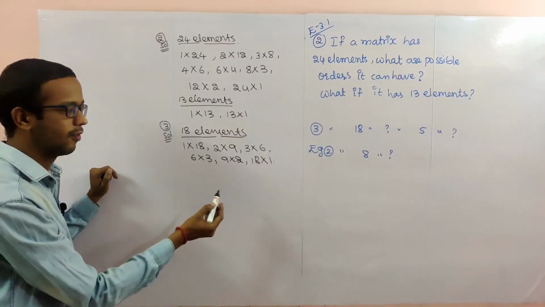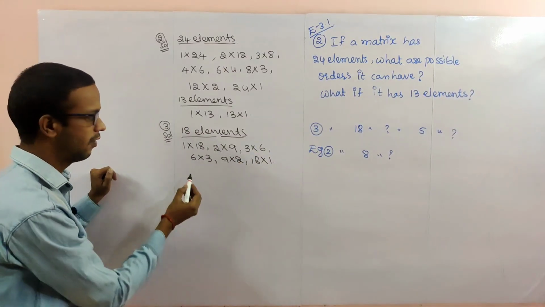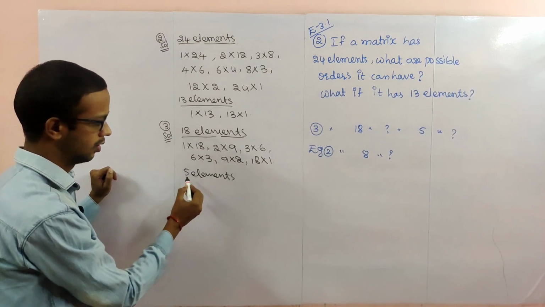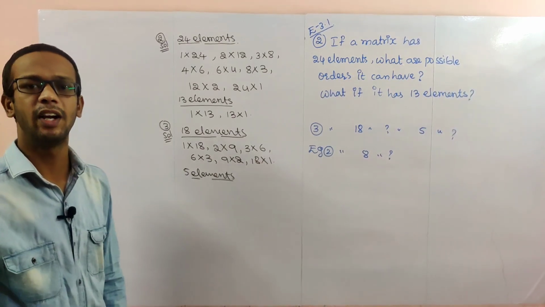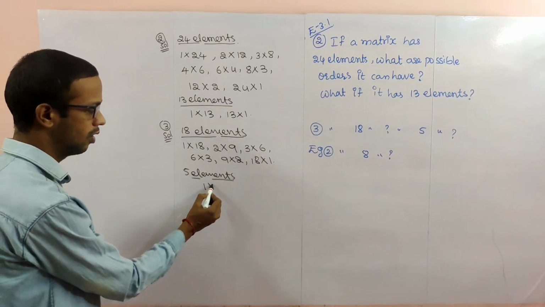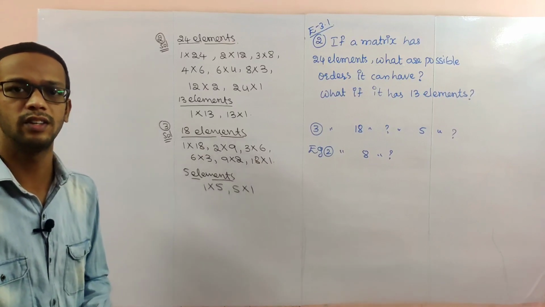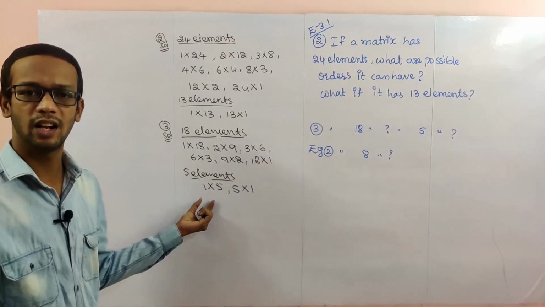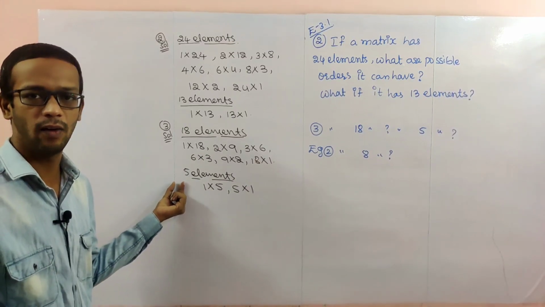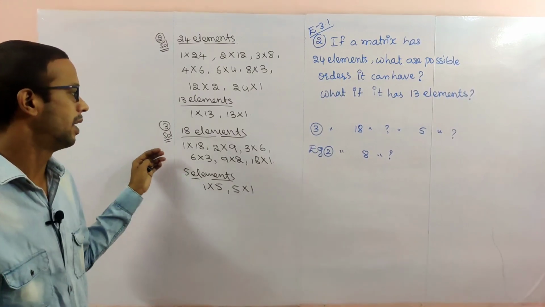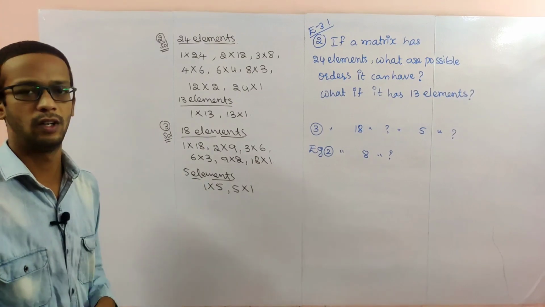Next, one more in this only. 5 elements. 5 is a prime number. So 1 by 5, 5 by 1. Are there any more possibilities? If you multiply two numbers, you have to get 5. Only two possibilities: 1 five, 5 ones. But for 18, a lot of possibilities are there.